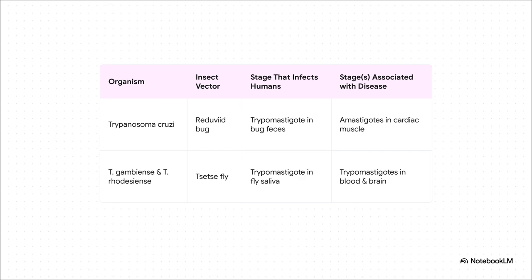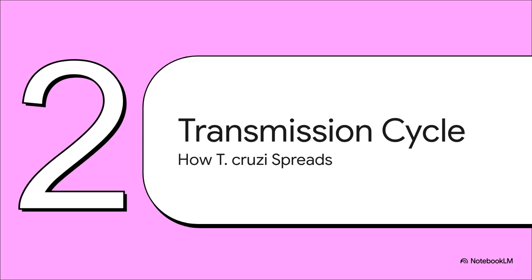Now contrast that with the African trypanosomes down below. They're carried by the tsetse fly, transmitted through saliva, and it's the trypomastigotes in the blood and brain that cause the damage. These differences are absolutely fundamental. Okay, so now let's zoom in specifically on T. cruzi's transmission cycle. This is where the story gets really interesting.